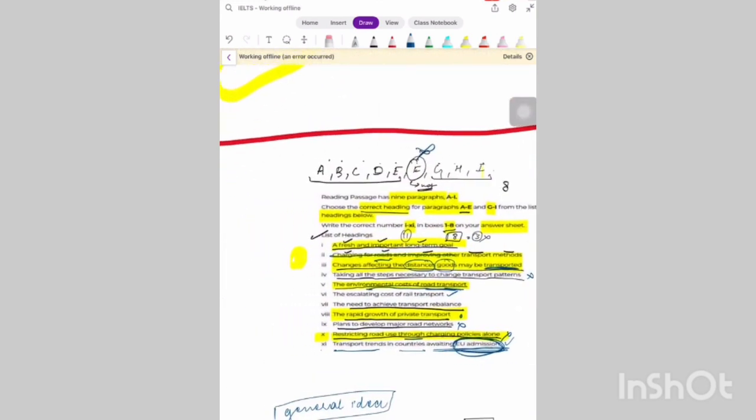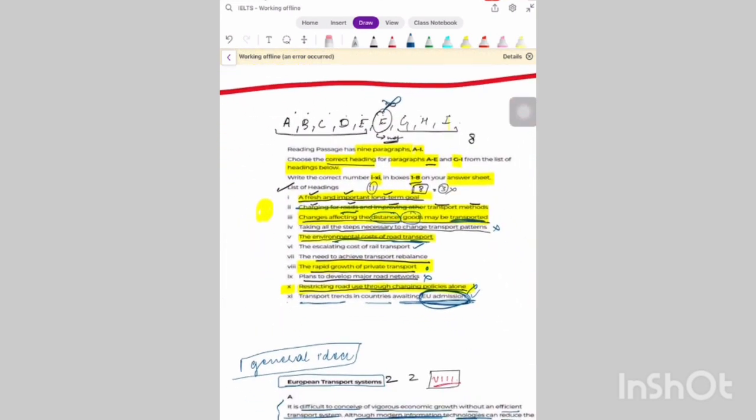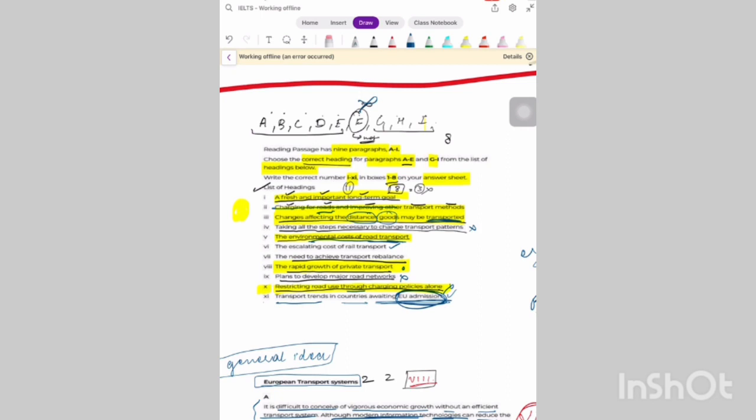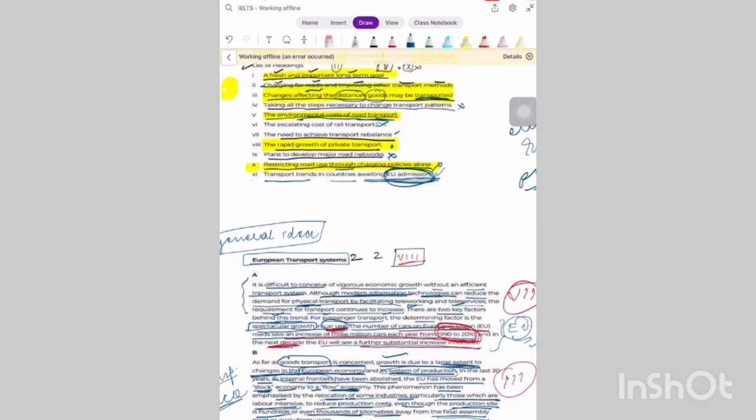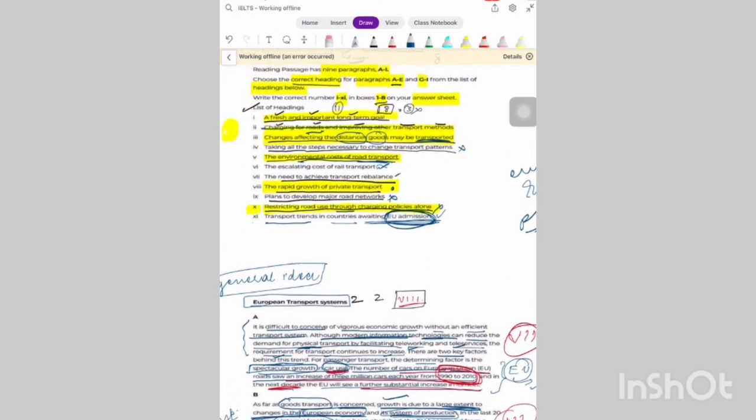What do you think? This paragraph resembles which heading the more? What is the essence of the paragraph? Taking all steps necessary to change transport patterns. Escalating cost of rail transport? No. The need to achieve transport rebalance can be stated. Plans to develop major road networks? No. And transport trends in the country awaiting EU admission.